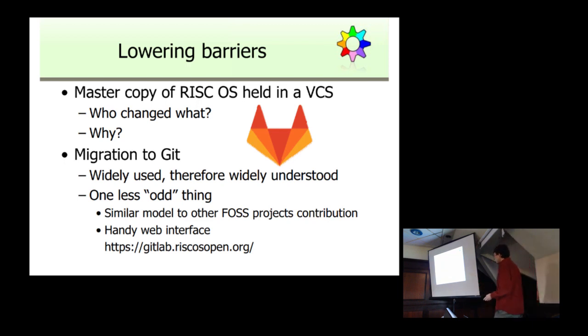So if you wander to gitlab.riskosopen.org, you can browse the source. You'll see a page that looks a bit like this, and it's arranged in the same directory structure as it was the previous day. So for example, let's click on this one. You can see this is the source code to the Raspberry Pi hardware abstraction layer. You can see when various things were changed and what thing was changed at each date.